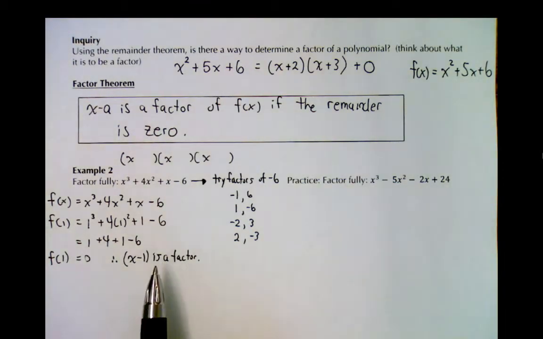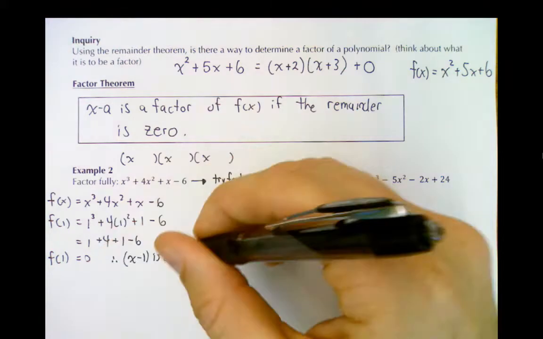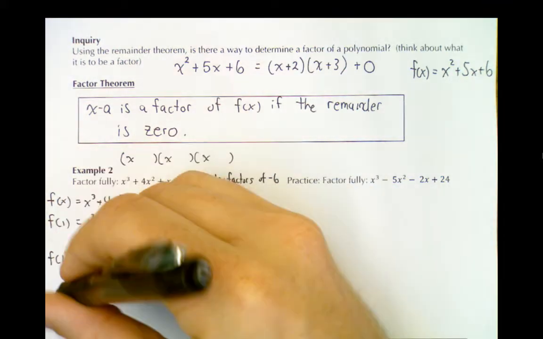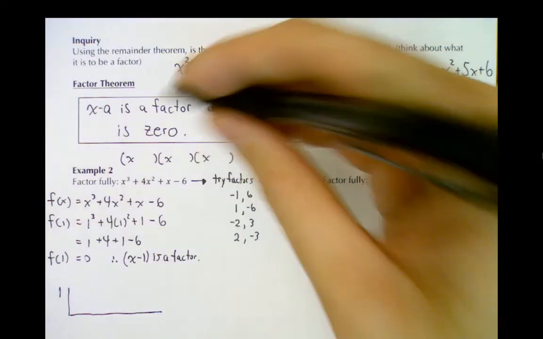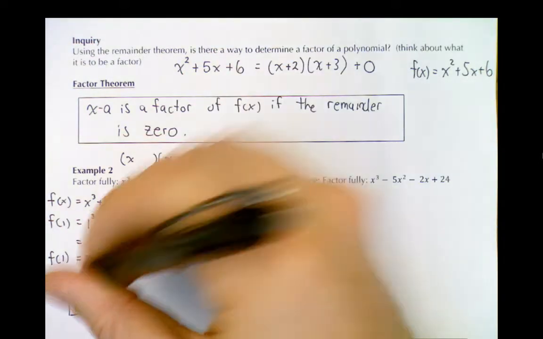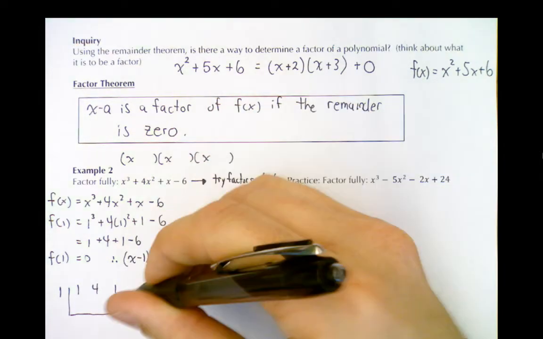Once you've got one of the factors, then you can do some polynomial division to start chipping away at our degree 3 polynomial. So let's try some polynomial division. I'm going to use the synthetic style of division here. I'm going to take my a value 1, and I'm going to divide it into the coefficients of our polynomial. So 1, 4, 1, and -6.